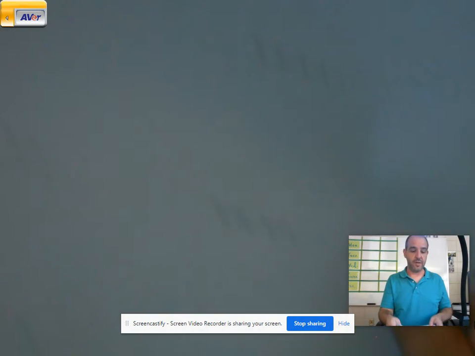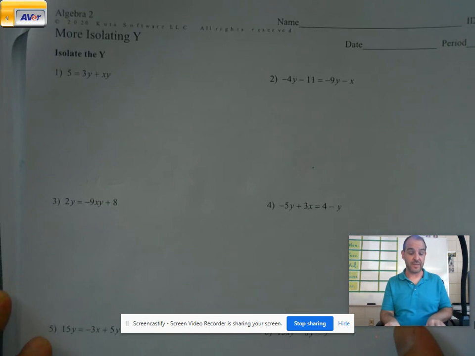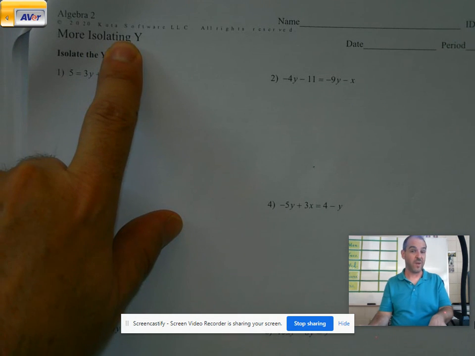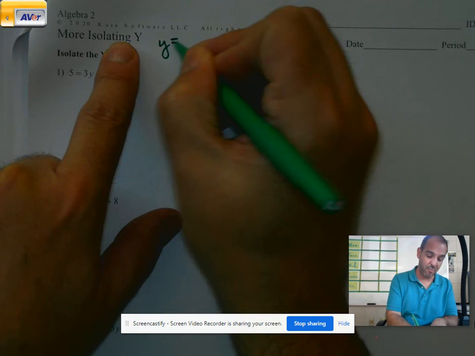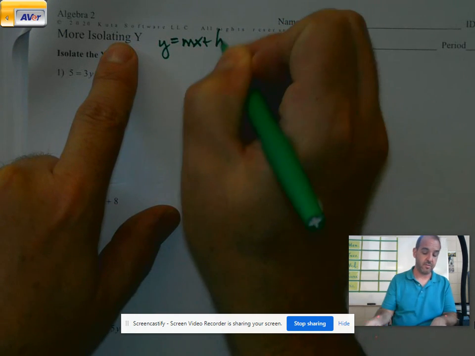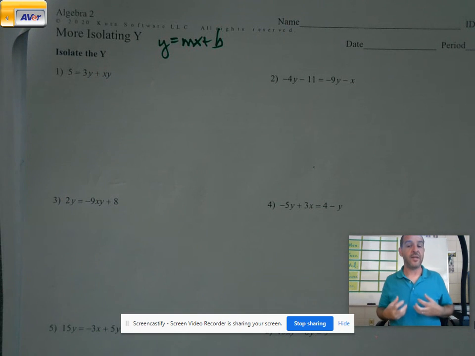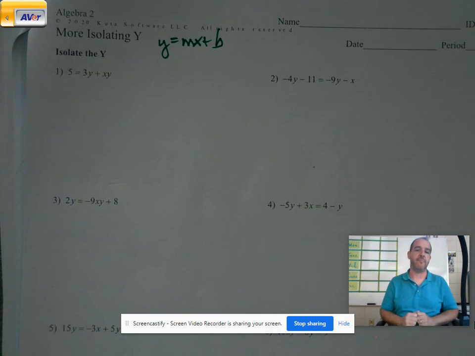And if you're really needing some more practice, especially with isolating y, we're getting ready for y equals mx plus b for slope-intercept form, I'd really make sure I locked in on most of these. Okay? Get ready to do that, because when you get to graphing, man, it's going to make it easier if you can get things into form quickly.